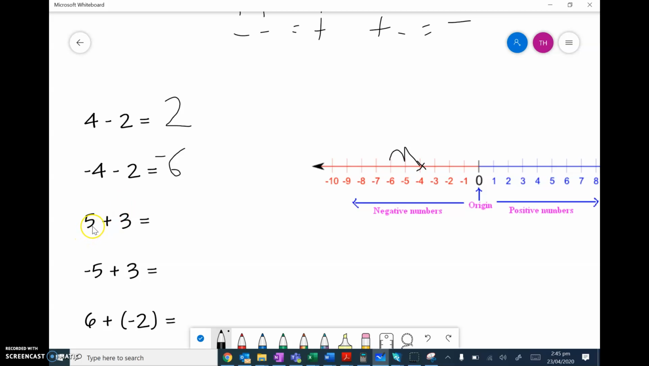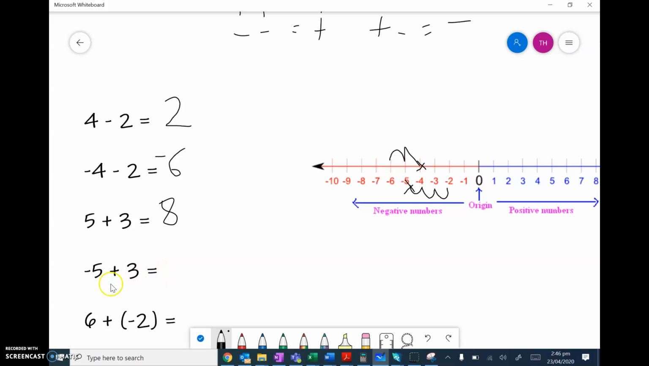Okay, this one, 5 plus 3. Again, 5 is our starting point and I'm adding 3. So I end up at 8. Easy. This one, this time starting at -5, and I'm going up 3. So if I start here and I go up 3, 1, 2, 3, I end up at -2.